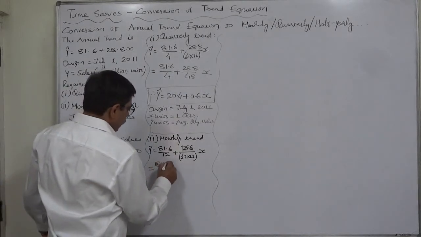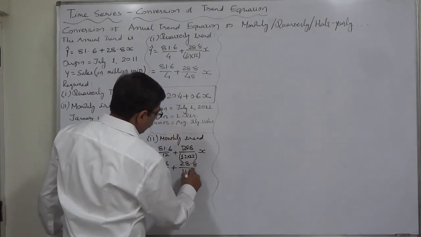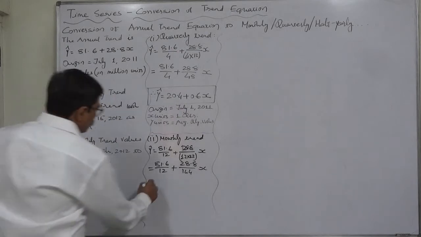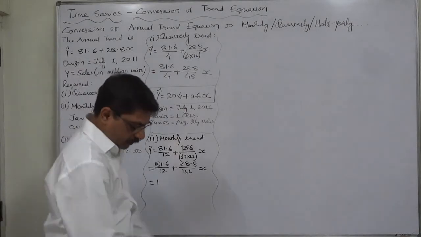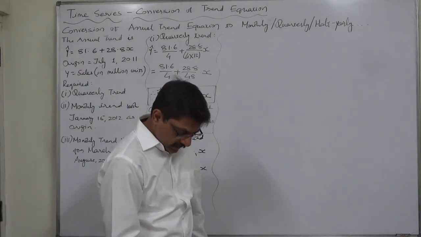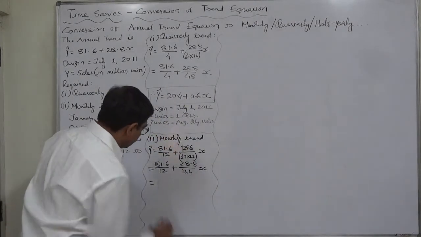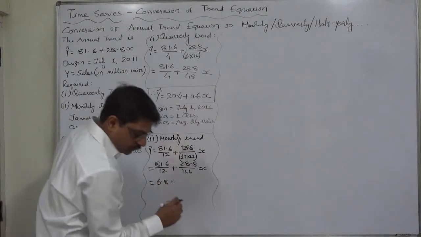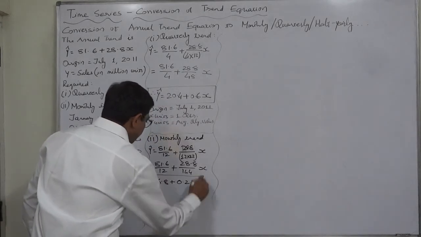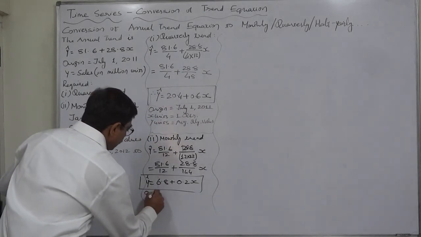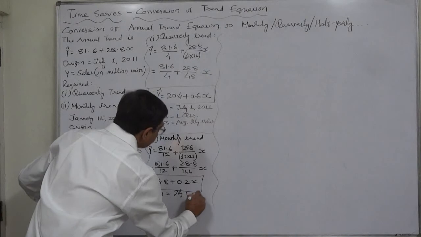So it will be 81.6 divided by 12 plus 28.8 divided by 144x. So it is 10.2, is it? No, it is not 10.2. I will have to use a calculator to get the accurate answer. It will be 6.8 because it is 12, not 8. 6.8 plus 0.2x. This is the monthly trend, having origin same, July 1, 2011.